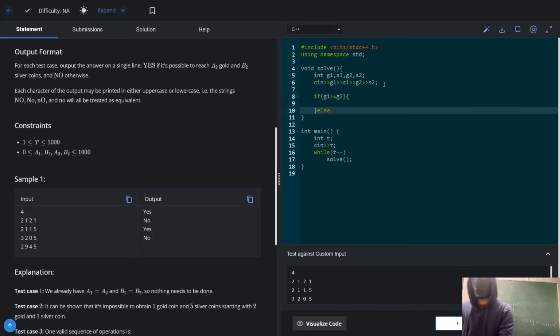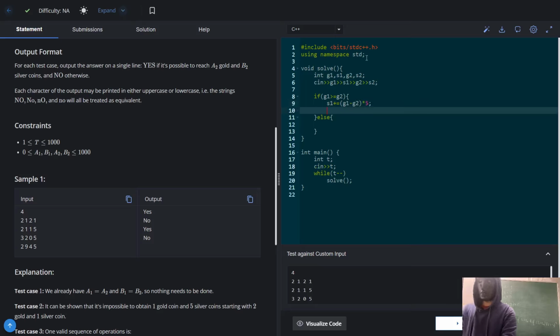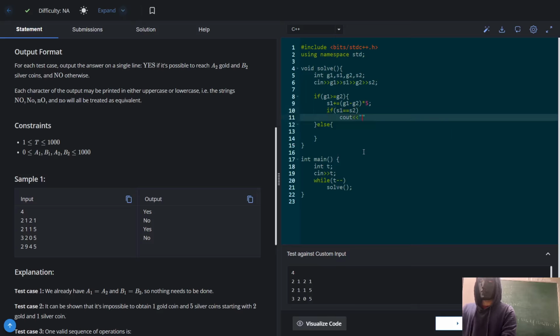So in that case, you will be checking your silver coins, which will be increased by (G1 minus G2) * 5, right? Since gold coins are equal, now silver coin is increased. Now you will be checking if silver coin is equal to S2, the final silver coin. So in that case you will be outputting yes.